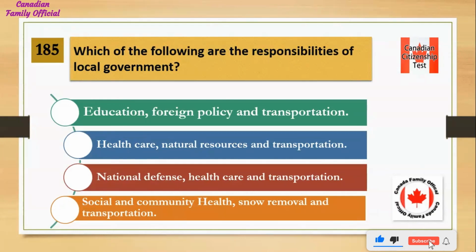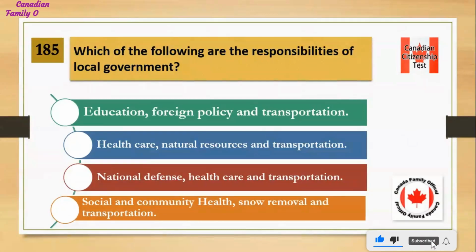Which of the following are the responsibilities of local government? Number 1, education, foreign policy, and transportation. Number 2, healthcare, natural resources, and transportation. Number 3, national defense, healthcare, and transportation.